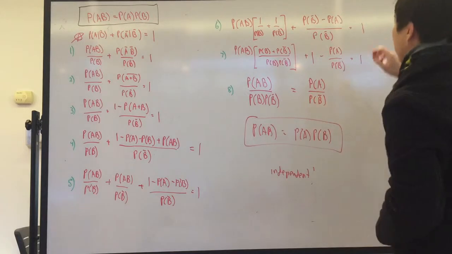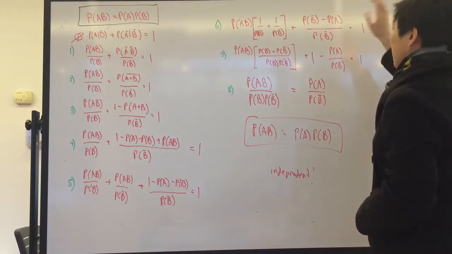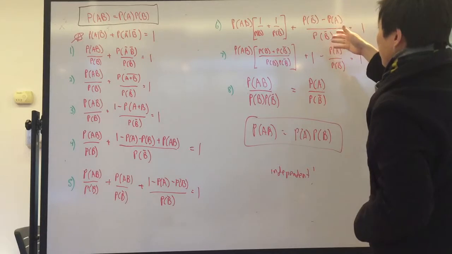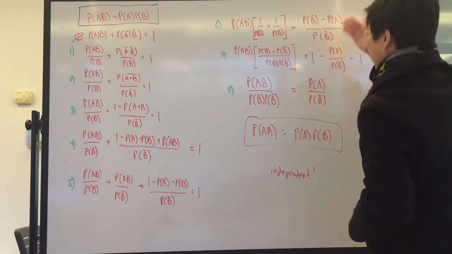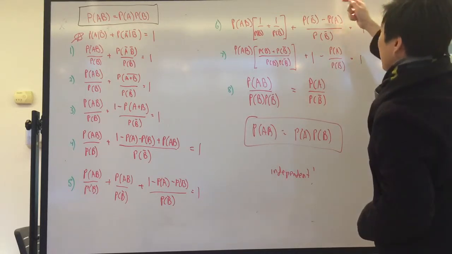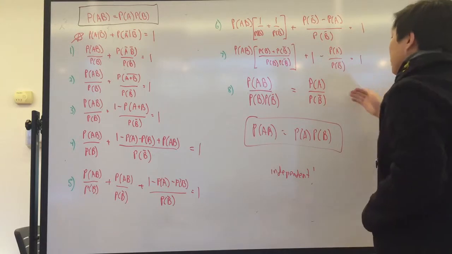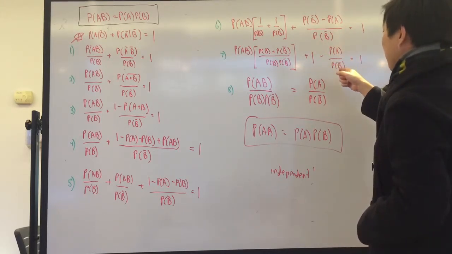Back up here in line 6, we have the probability of B bar minus the probability of A all over the probability of B bar. The first part of this fraction just ends up being the probability of B bar divided by the probability of B bar, which results in 1. And then we're left with negative probability of A divided by the probability of B bar. The ones cancel out.